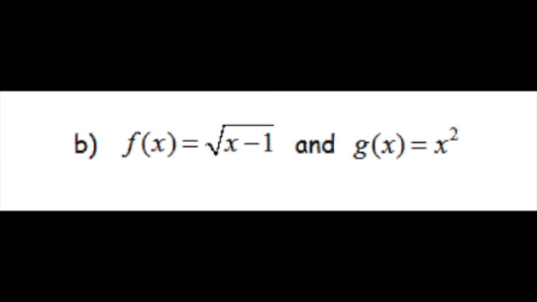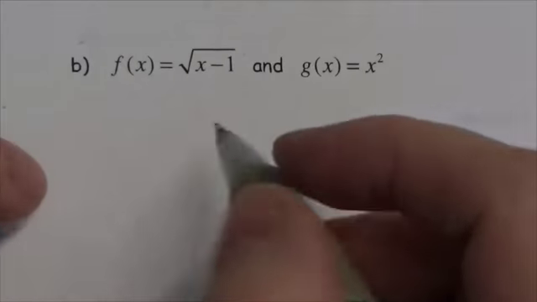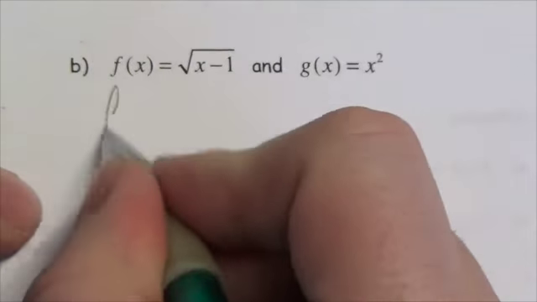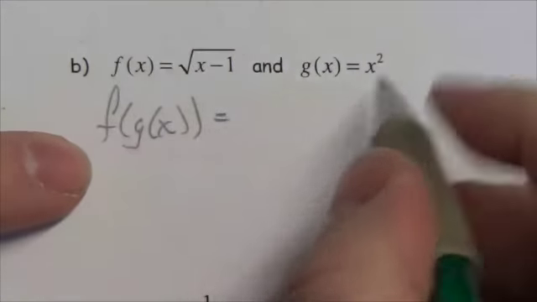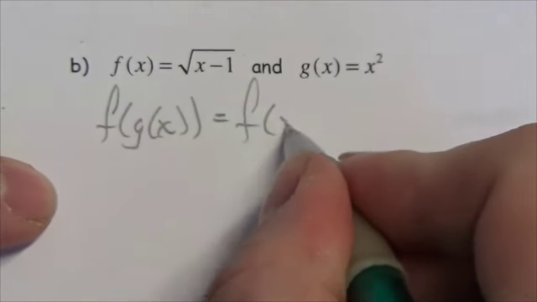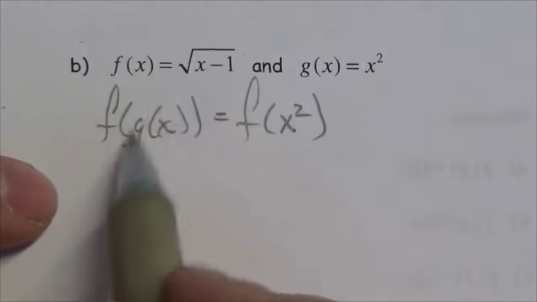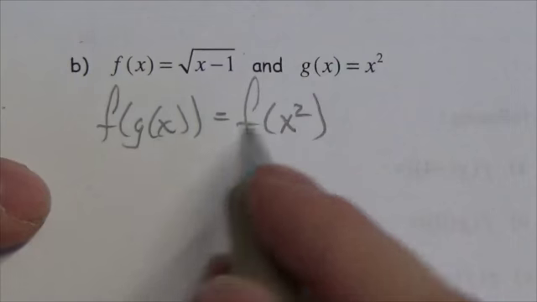f of x is the square root of x minus 1, and g of x is x squared. All right, let's just do this again. Remember, first we're going to start by composing f with g. We know that g of x is x squared, so this will be f of x squared. I can just make a straight replacement for g of x.